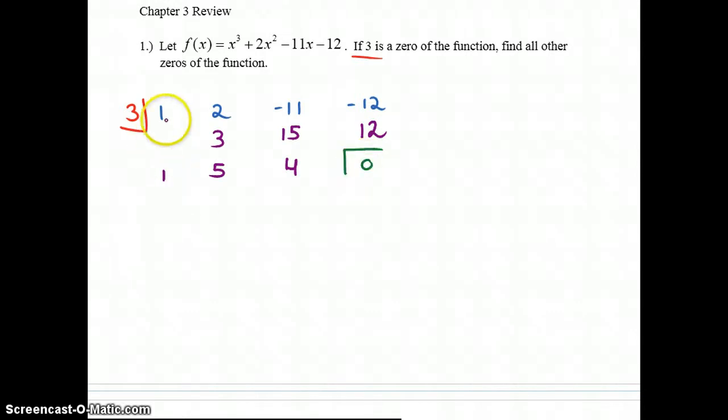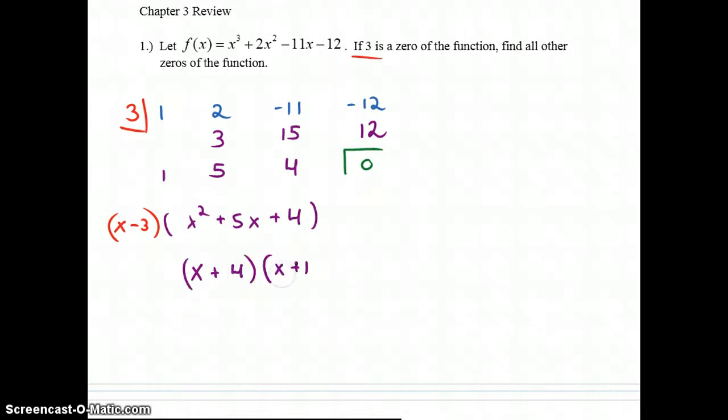So, this tells me I can factor this into x minus 3, and I decrement my exponent by 1. I have 1x squared, let's keep that in purple, just cause. 1x squared plus 5x plus 4. Guess I can take off this 1 because 1 times anything is just itself. And I can factor this. This is x plus 4 times x plus 1.